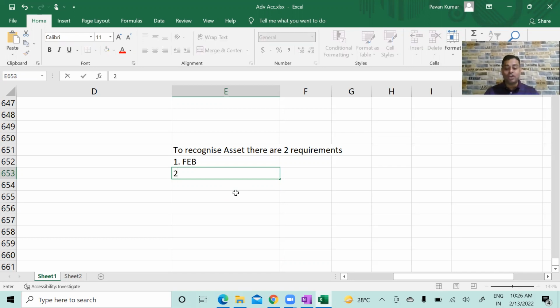So first one is future economic benefits, you have to get. Second one is measure reliability. We have to measure reliability.